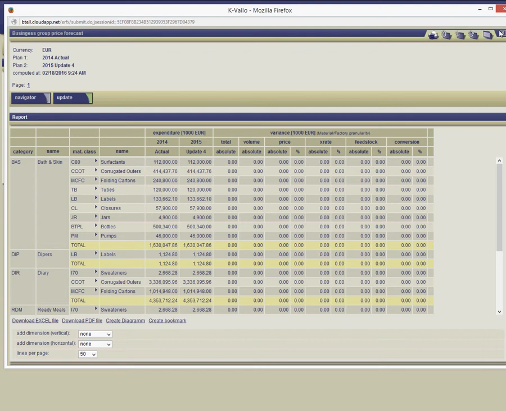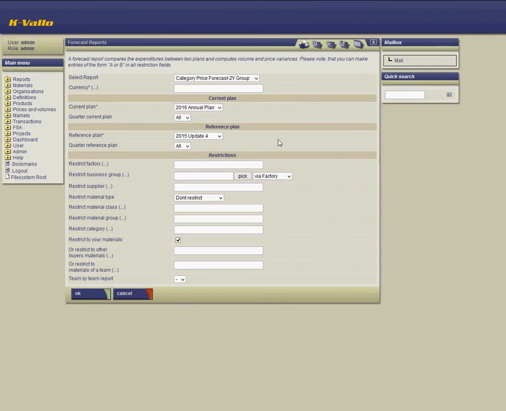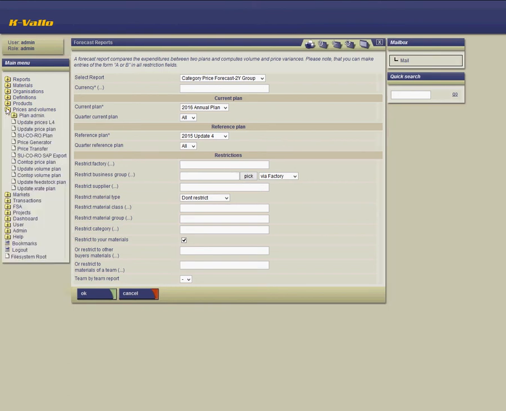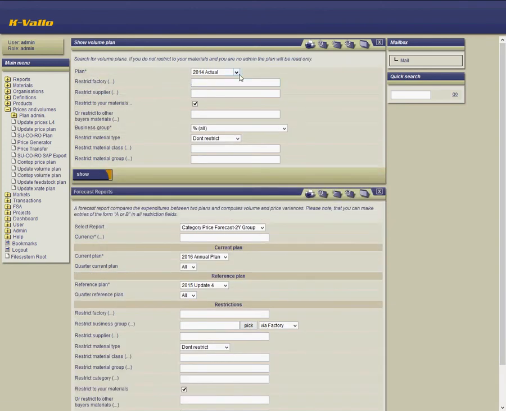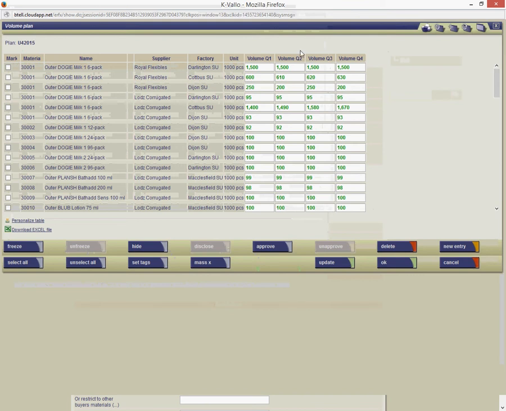To make it a bit more realistic, our starting point is that the business is going to grow by 3.5%, and we're going to apply the volume growth across all materials and across all periods. So what we do is we go into prices and volumes, we look at the volume plan and the new period, the planning period, up to 2015, we are going to increase the volume by 3.5%. It's a bit of a cumbersome exercise to go into each cell and multiply it by 1.035. So what we do is we do a mass change.